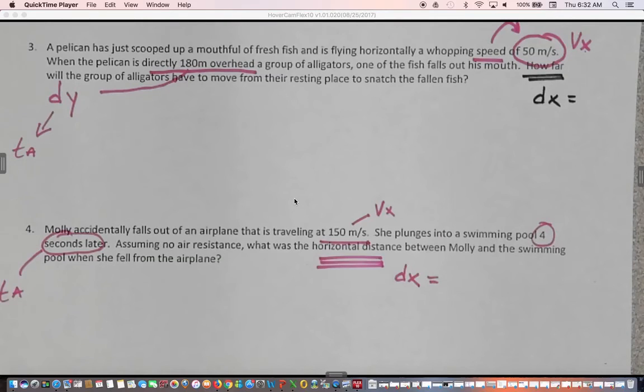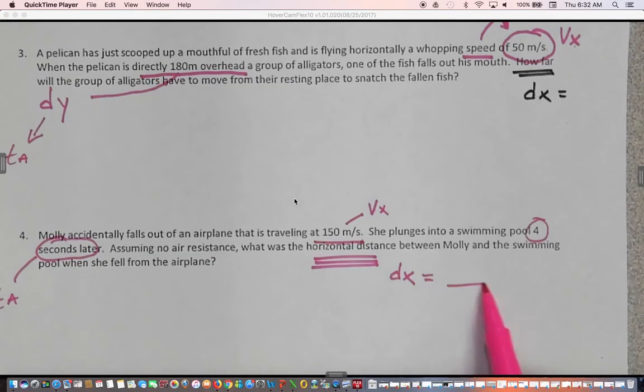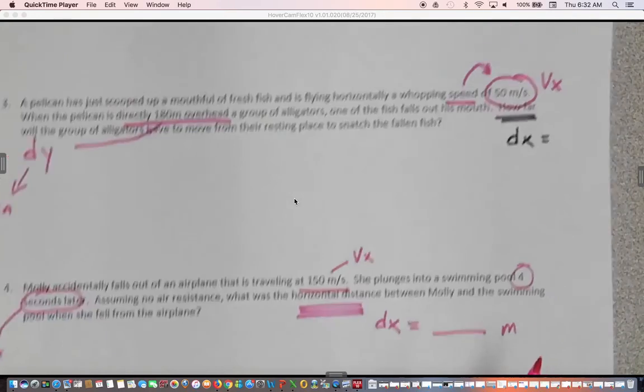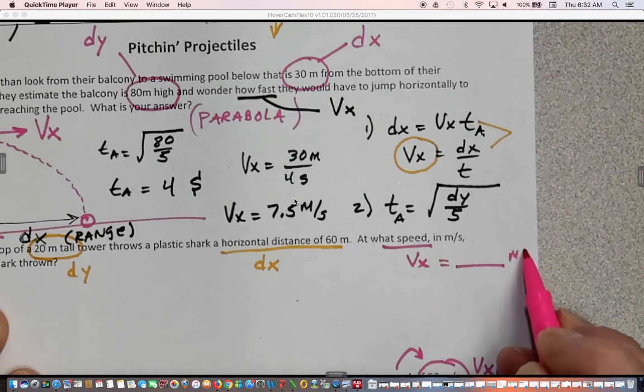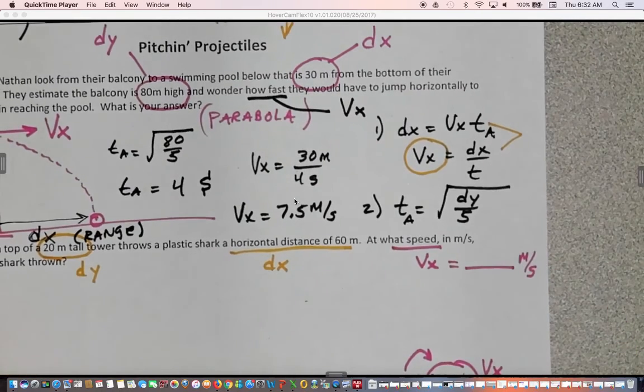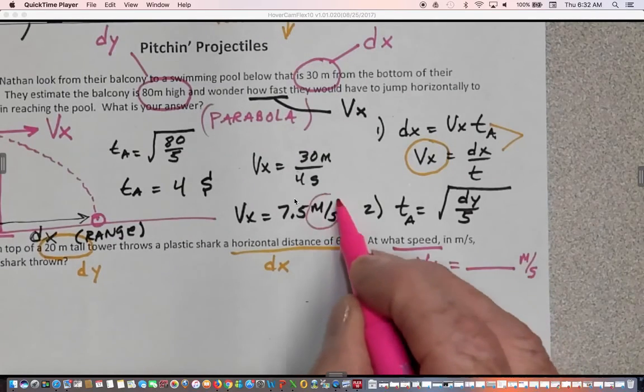So there you have it. When writing all your answers, write your answers with units. For instance, the units of dx better be something with meters. When you solve for Vx, something in meters per second. Put units on all your answers. Notice I did.